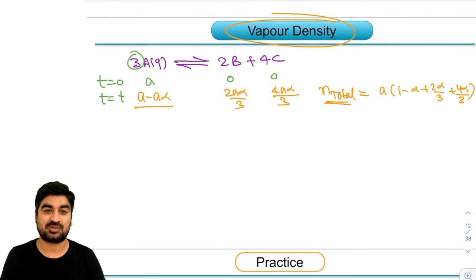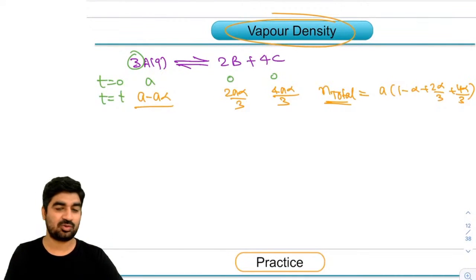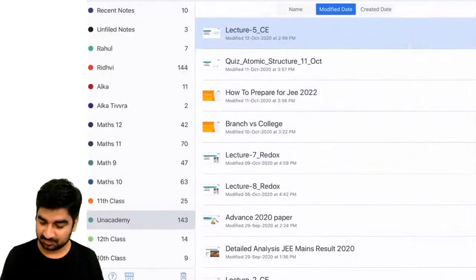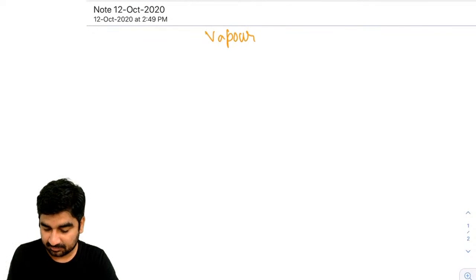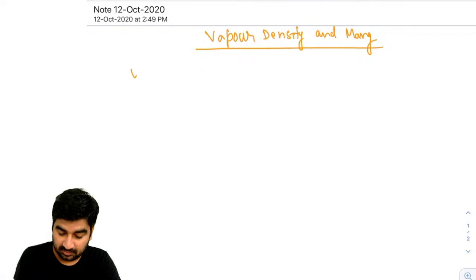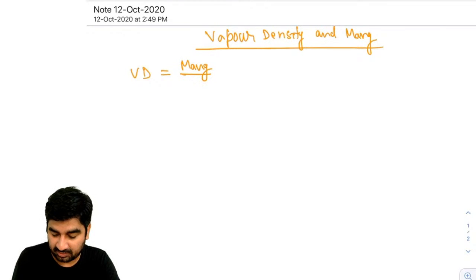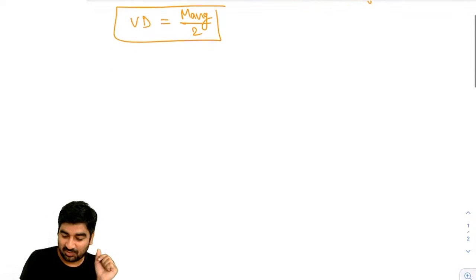So guys, the next point is vapor density. And how are you going to calculate the vapor density? So let's take one example for it. So note it down. The vapor density and average molar mass, Mm. So guys, you know that vapor density will be average molar mass of mixture divided by 2. And what do you mean by average molar mass of mixture? So now I will discuss.